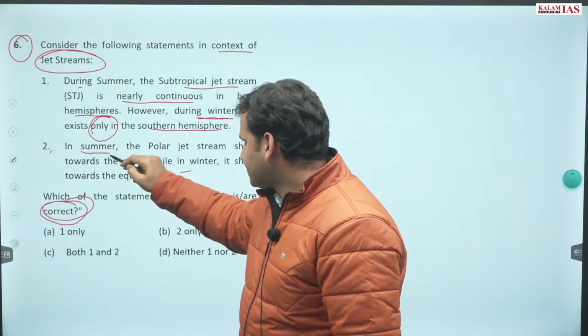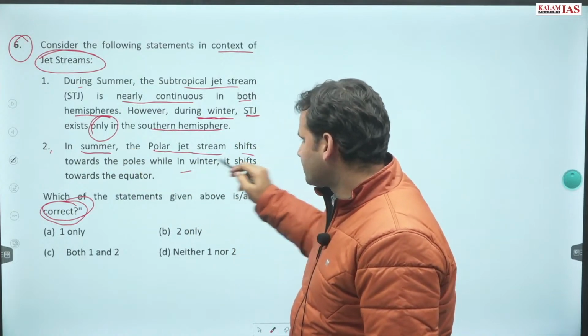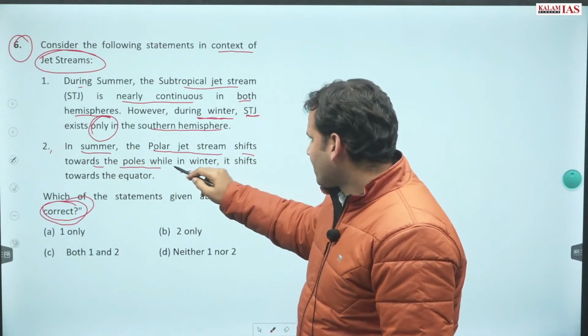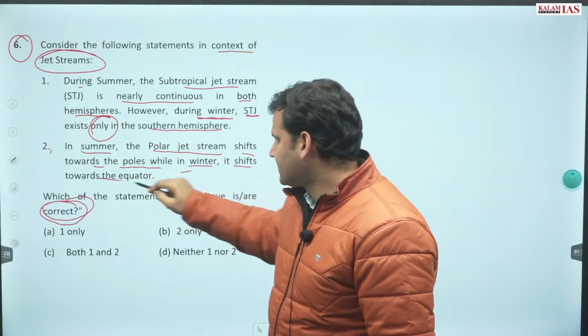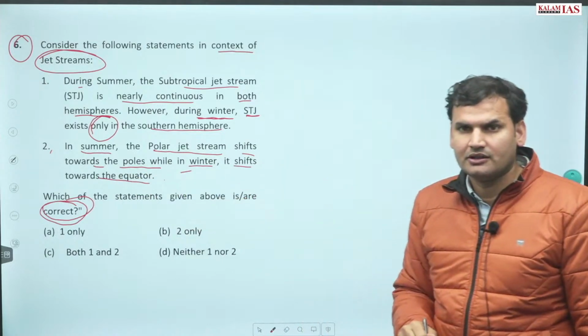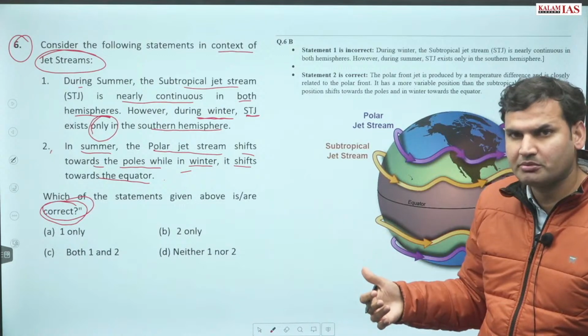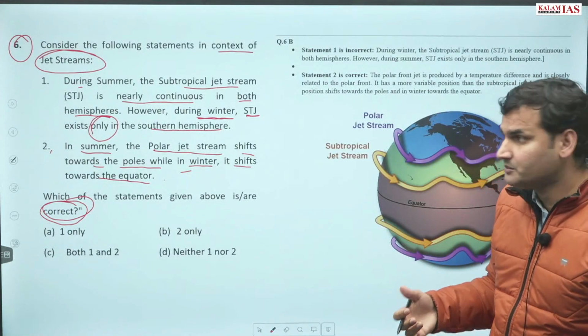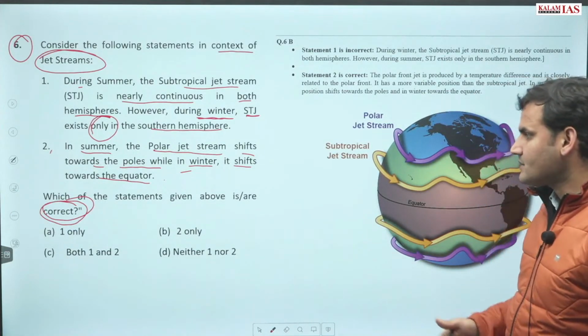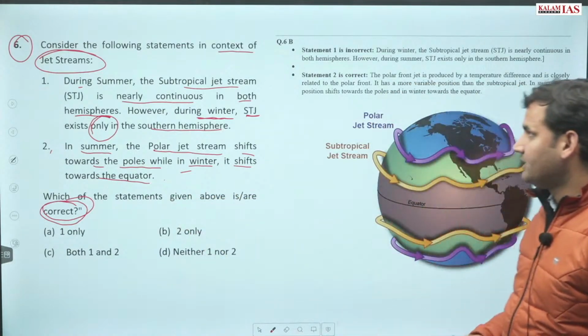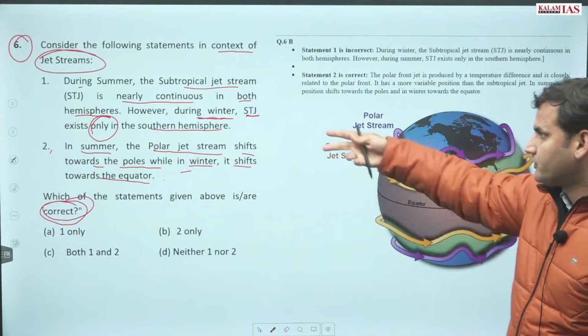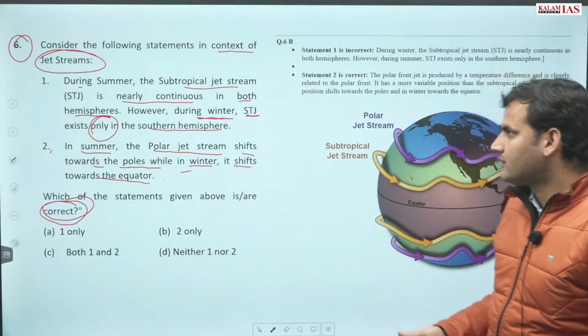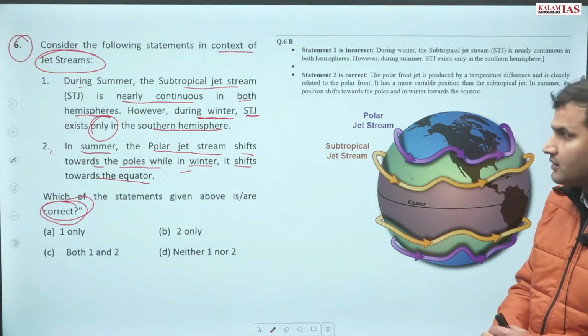Second statement, in summer the polar jet stream shifts towards the pole, while in winter it shifts towards the equator. Jet streams का basic phenomena you should be aware of. What are the different types of jet streams? और इसमें आपसे correct has been asked. So statement 1 is wrong. Why statement 1 is wrong?